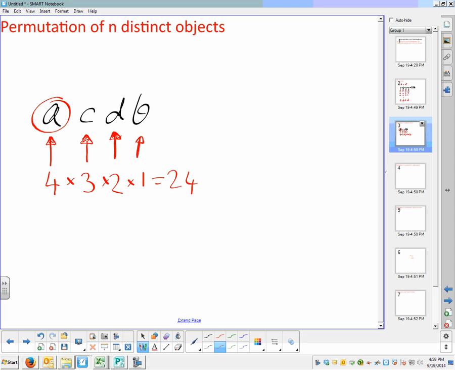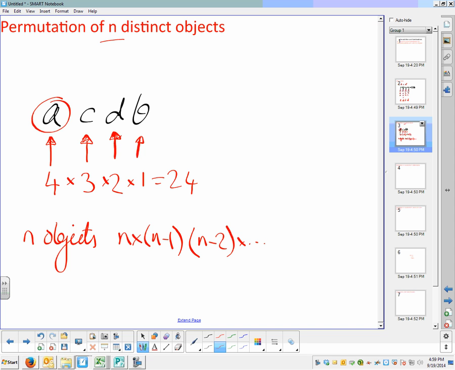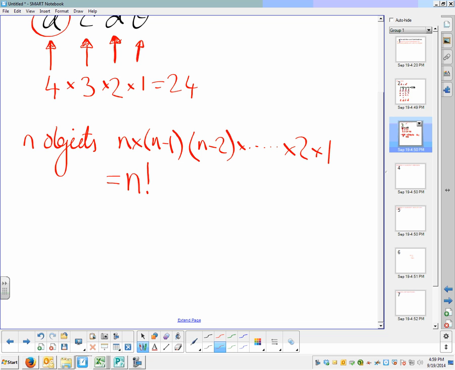But in general, for n objects, that number is n times n minus 1 times n minus 2, just counting down until you get to 1. And that number has a name. It's called n factorial. It's written with an exclamation mark. N factorial.